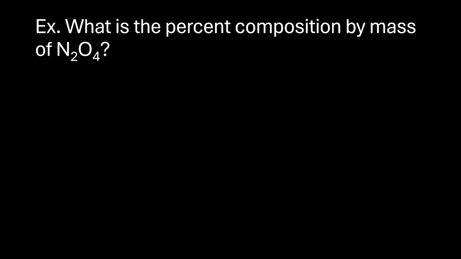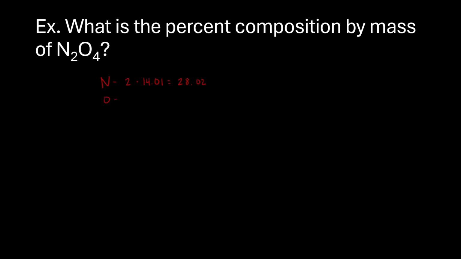So for the first step, again, you're going to find the mass of the individual atoms that are present. And so for the first one, we have nitrogen. We have 2 atoms of nitrogen, and we're going to multiply that by the mass of nitrogen, which is found on the periodic table to be 14.01. And you get a total mass of nitrogen in this molecule of 28.02.